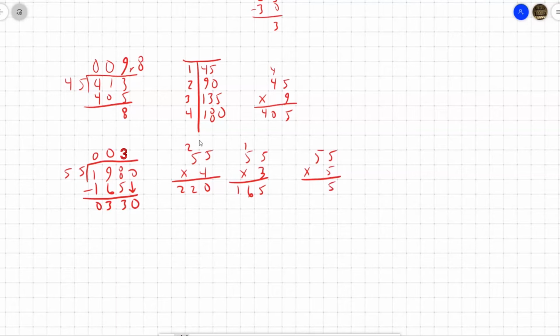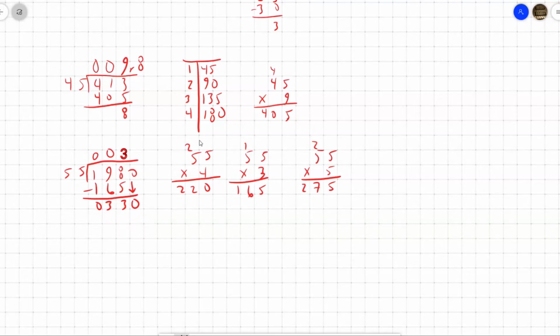5 times 5 is 25. Plus 2 is 27. Gives me 5. That gives me 5 again. And, oh, look at that. I check. Is 55 less than 55? No, it is not. So I didn't do enough.